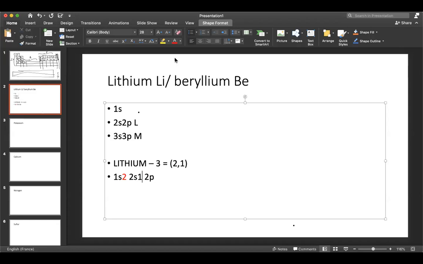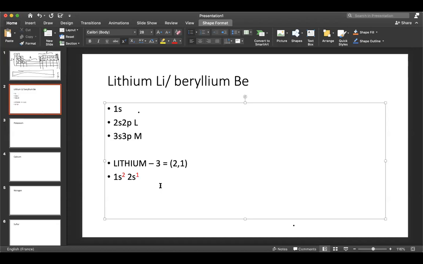So therefore the electron configuration for lithium will be 1s. Now these numbers are supposed to be raised as powers, like the power 2, and this one here to the power 1. Because we have no electron to occupy the 2p, we forget about it. Therefore the electron configuration for lithium becomes 1s to the power 2, 2s to the power 1.